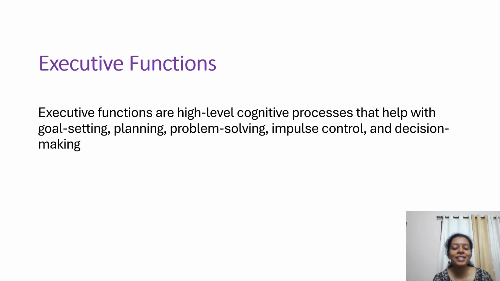Simply put, there is a personal manager in our brain, telling us when to start, when to stop, or when to shift the focus. These skills develop in the prefrontal cortex and are important for decision making, controlling impulses, and solving problems. I think now the definition is clear. It's a high level cognitive process that helps with goal setting, planning, problem solving, impulse control, and decision making. It's just like having a personal manager in our brain.